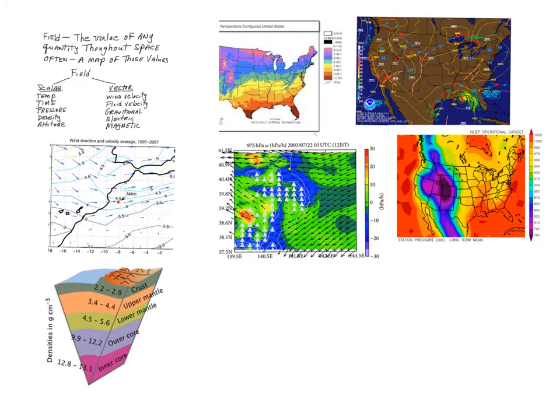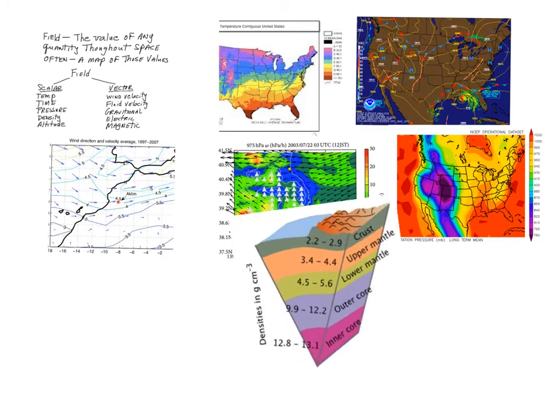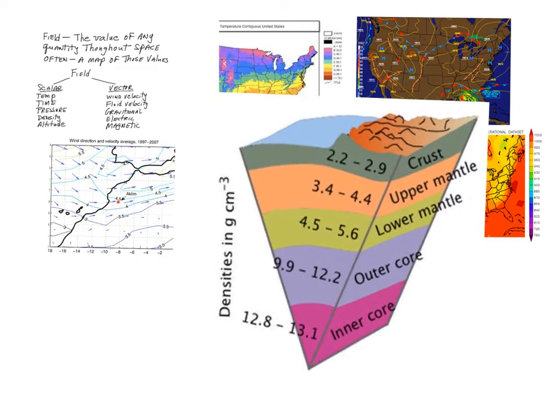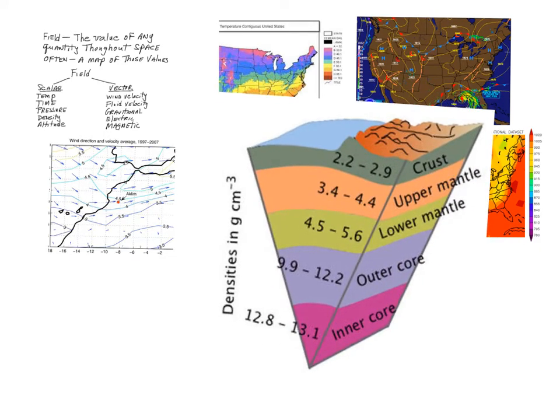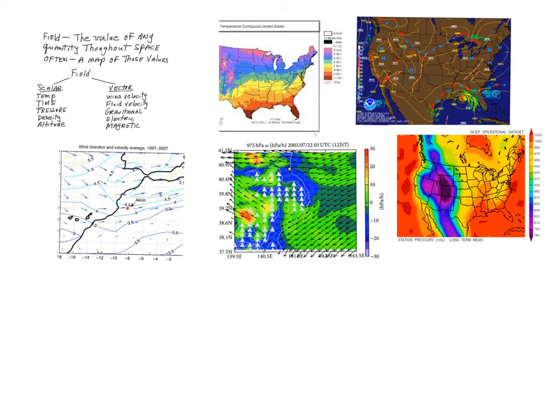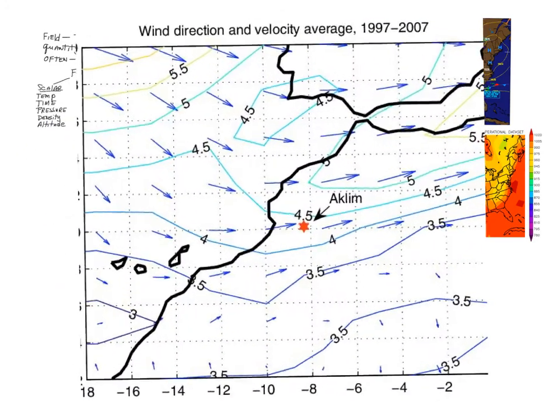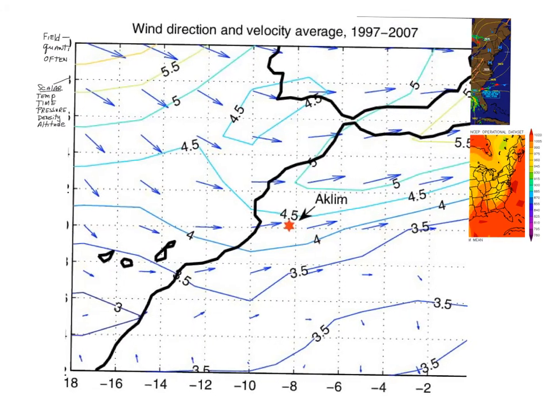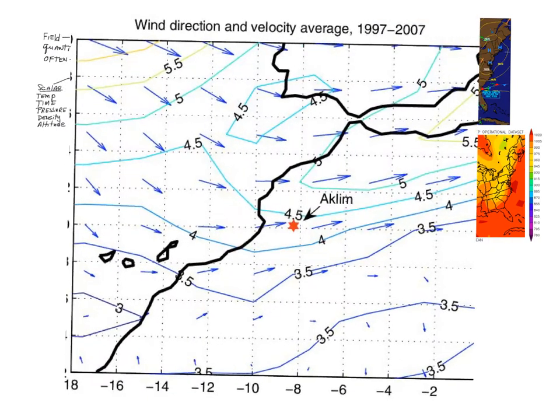We talked about density. So here's a density map. If we wanted to visualize the density of the different parts of the Earth, we could use this kind of example. And here we have wind velocities. So this is a vector field.